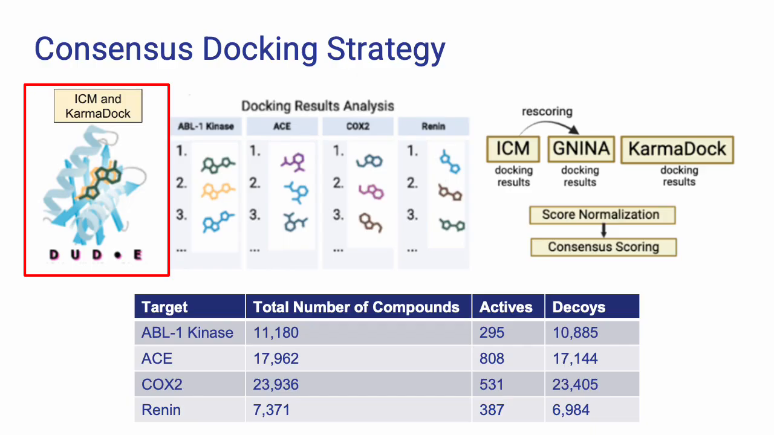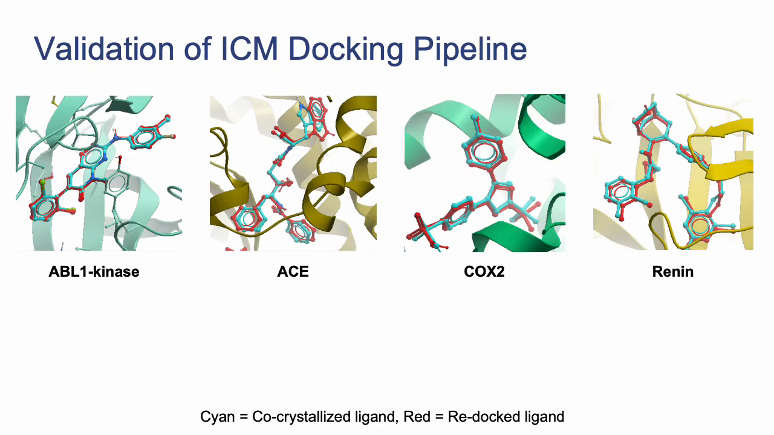Here are the results. First, we validated the ICM docking pipeline using the 4 targets ABL1 kinase, ACE, COX2, and renin. In the images, docked ligands are shown in red while co-crystallized ligands are in cyan. We calculated the root mean square deviation, or RMSD, to assess docking accuracy. An RMSD below 2 angstrom generally indicates that the docking protocol can accurately reproduce the 3D conformation of the co-crystallized ligand.